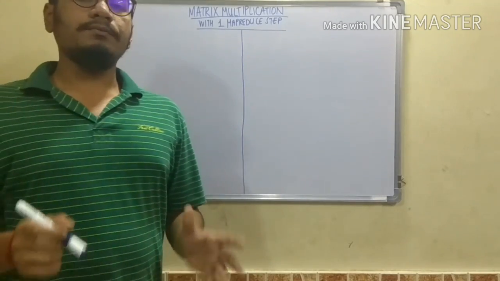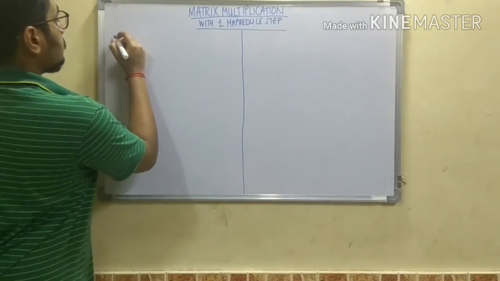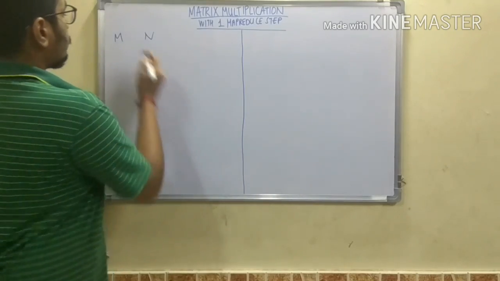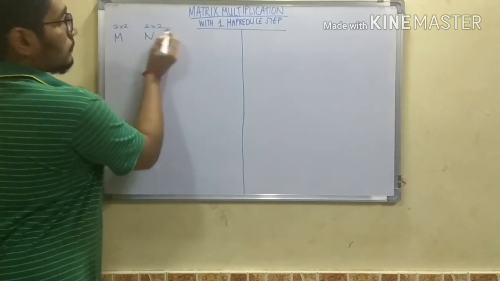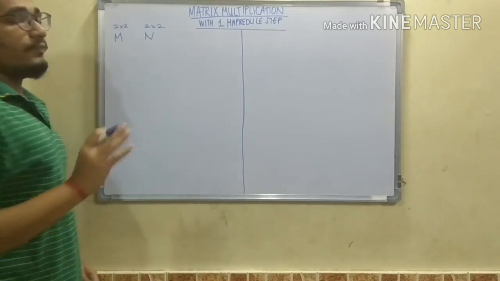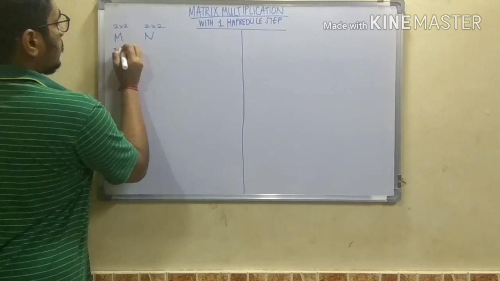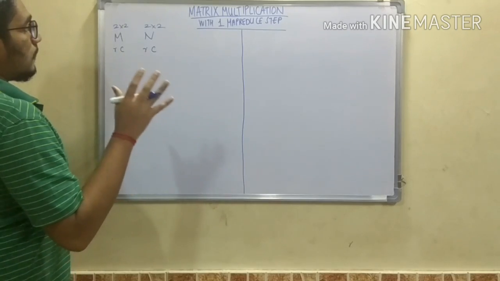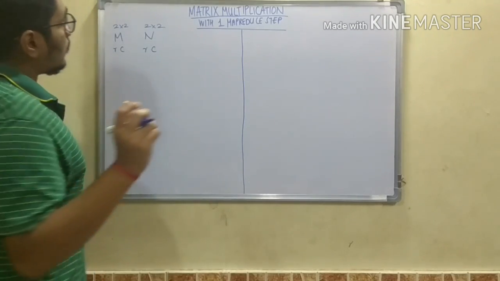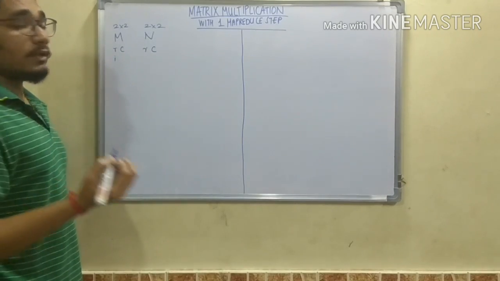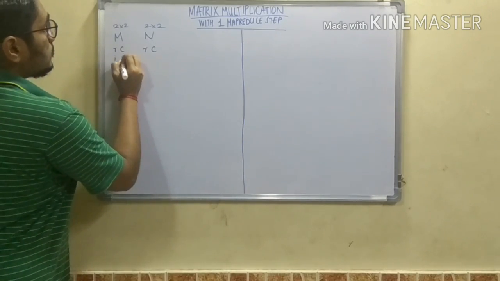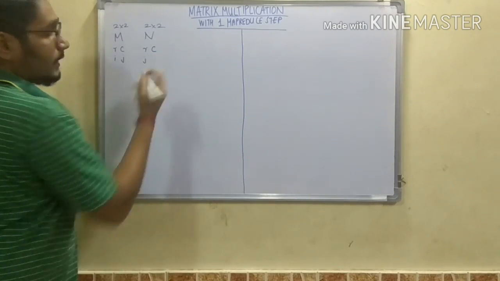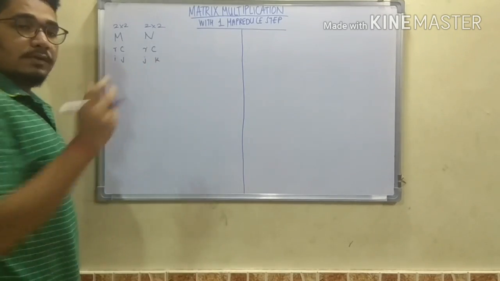For this we have two different matrices, matrix M and matrix N, of size 2 by 2. This is also 2 by 2. Next, we define the rows and columns. We denote I for the rows of matrix M and J for the columns of matrix M. Similarly, for N we have J for the rows and K for the columns.